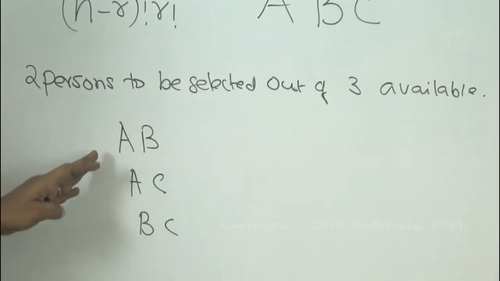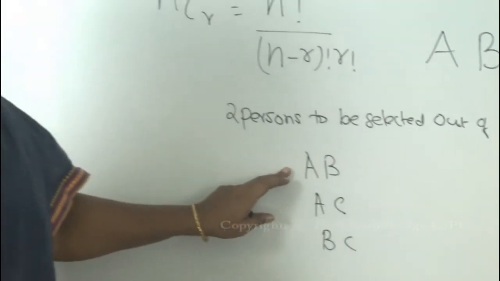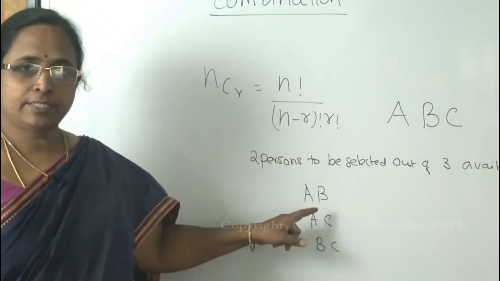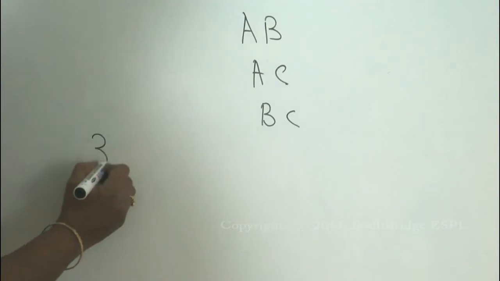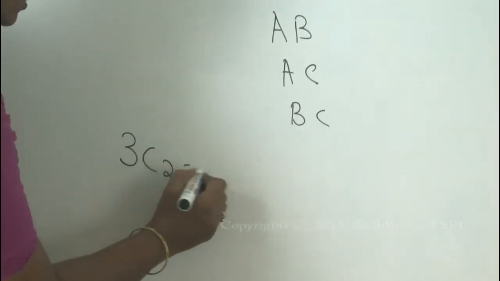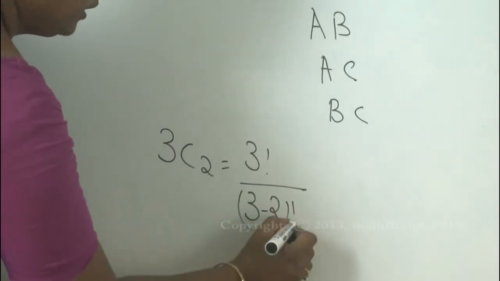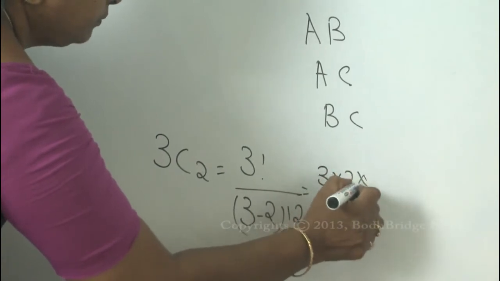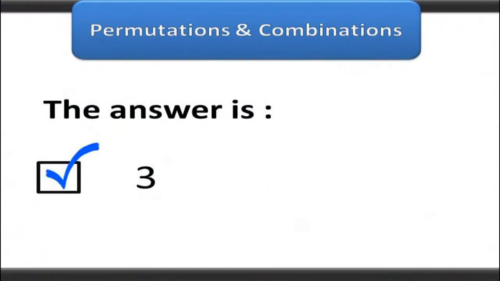You don't have any other possibilities. Instead of writing this as AB, I can also write it as BA, because only 2 persons are to be selected. Whether A is selected first or B selected second, or B first and A second, it's going to be the same. So 3 ways are possible to select the 2. Using the formula, you can write this as 3C2, which is 3 factorial divided by (3 minus 2) factorial into 2 factorial. So 3 factorial is 3 into 2 into 1 divided by 1 into 2. So the 2 and 2 get cancelled. The final answer is 3.